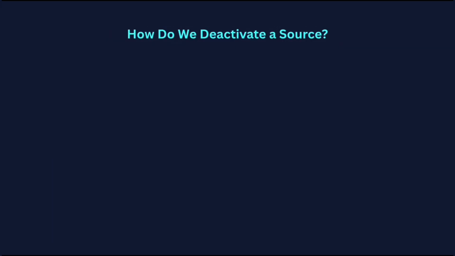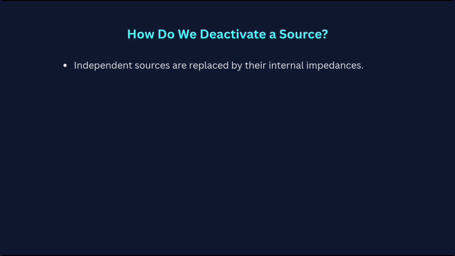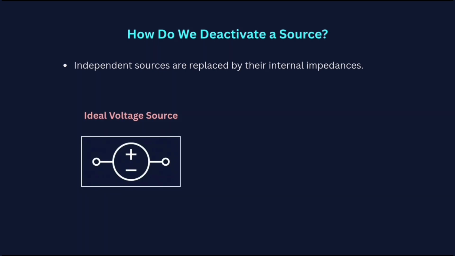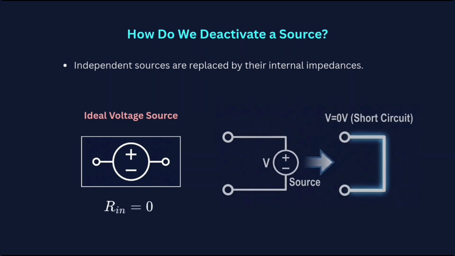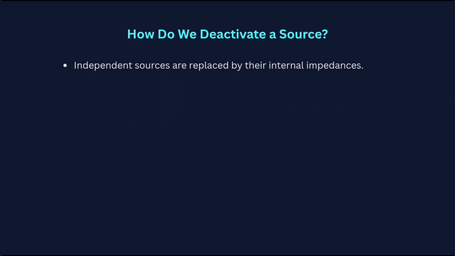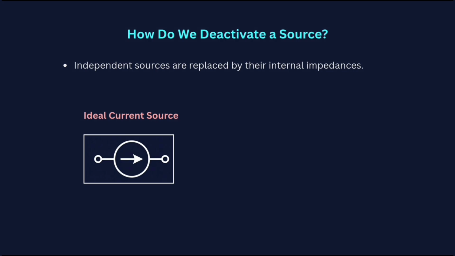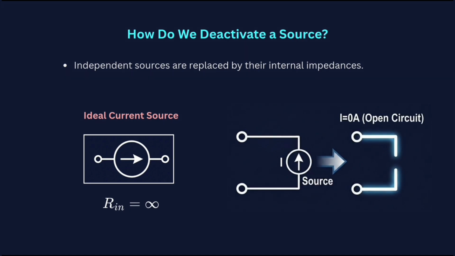But what exactly does deactivate mean? How do we deactivate a source? The theorem says that the other independent sources are replaced by their internal impedances. For ideal sources, this gives us two simple rules. An ideal voltage source has zero internal impedance. Therefore, a voltage source is replaced by a short circuit when deactivated. An ideal current source has infinite internal impedance. Therefore, a current source is replaced by an open circuit when deactivated.